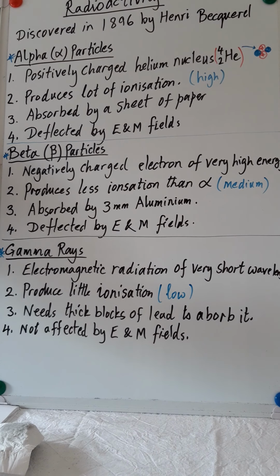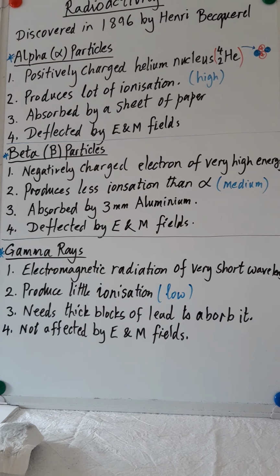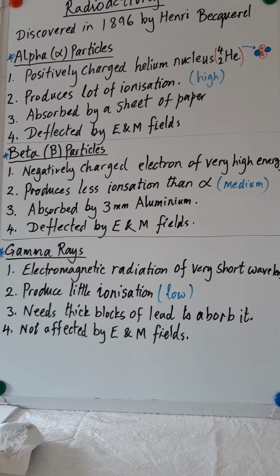Now, the other type of radiation that comes from the nucleus of the atom is beta particles. Now, beta particles are negatively charged electrons of very high energy. Now, how are they different from normal electrons? The normal electrons in the atoms go around the nucleus, but beta particles are different in that they come from the nucleus of the atom, and they carry a lot of energy. Their speed is almost close to the speed of light. Okay, they travel very, very fast.